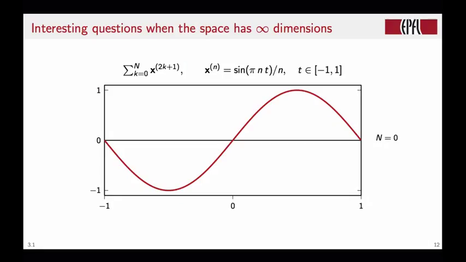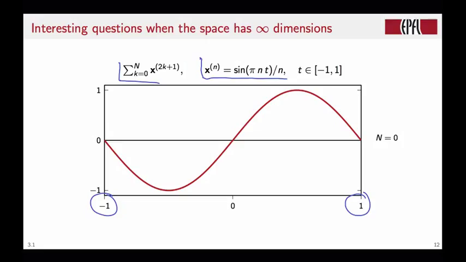Now, interesting questions appear when we go to spaces of infinite dimensions. So we look at the interval here of -1 to 1, which is a continuous interval, and so the intuition is that there is no finite dimensional basis that will be able to represent an arbitrary function on this interval. So let's look at a particular basis. It is built up from so-called sine x over x, or more precisely, the nth basis vector here is given by sine pi nt over n, defined on the interval -1 to 1. And we look at the summation of adding more and more of these basis vectors. So the summation goes from k equals 0 to capital N, so it has N plus 1 terms, and we look at the vectors with index here 2k plus 1.